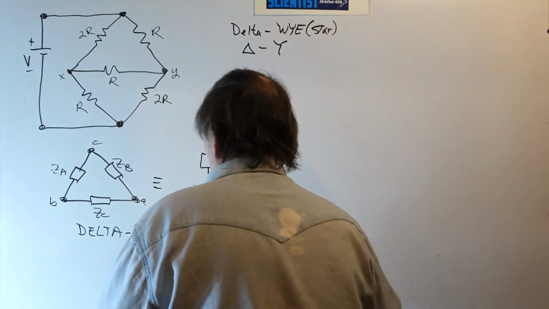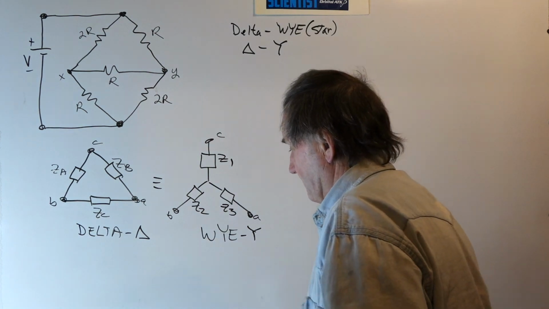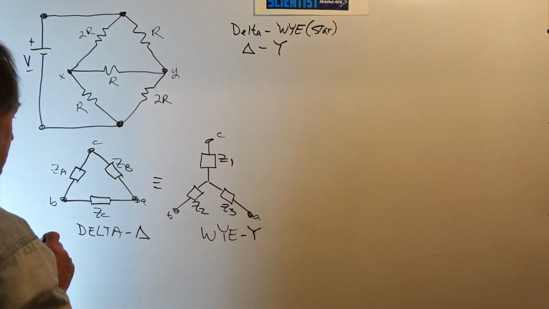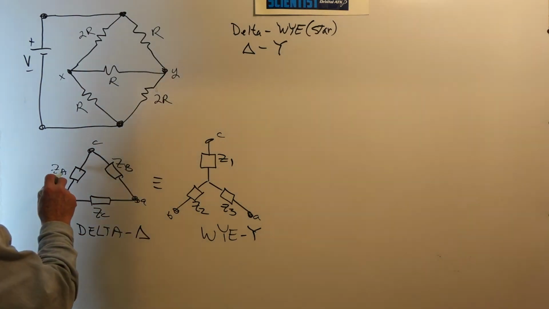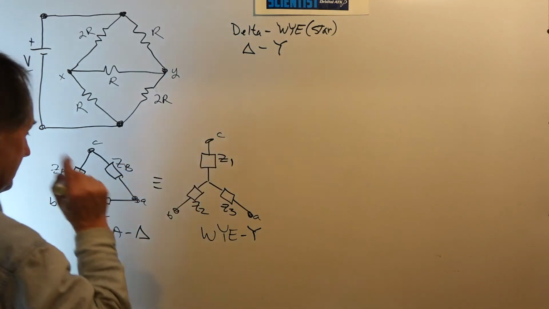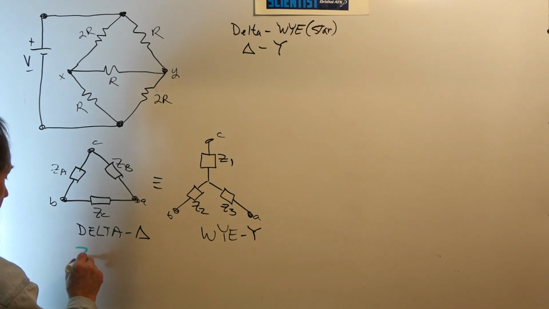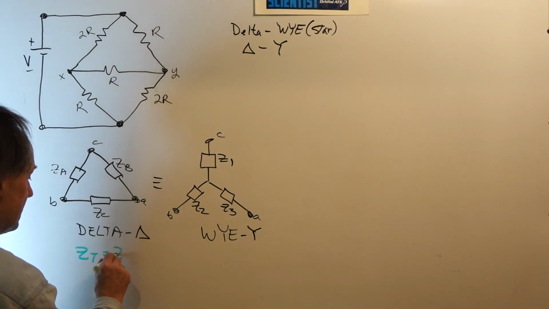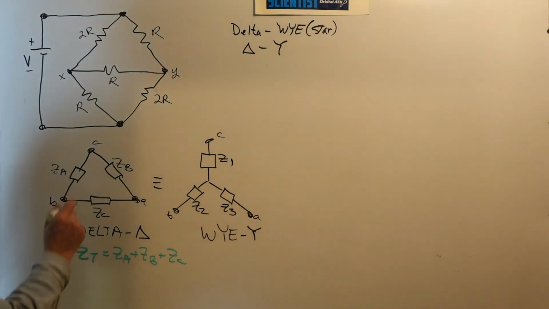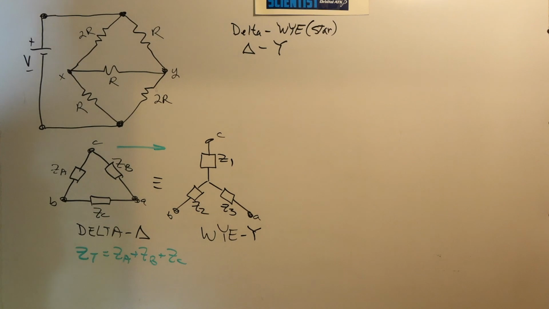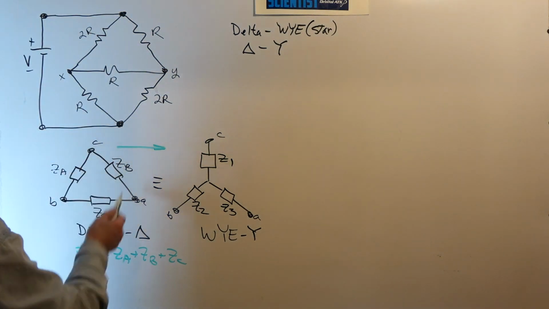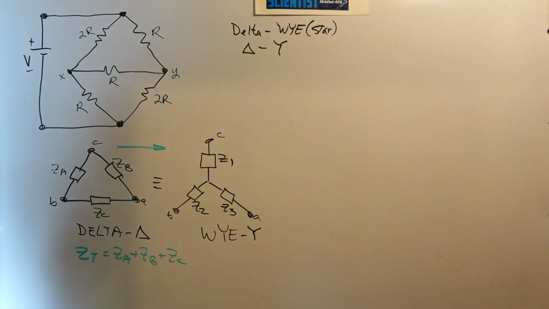Now, going from delta to Y is pretty easy. It's an easy equation to remember, to convert from the element values ZA, ZB, ZC to Z1, Z2, Z3. Define ZT as ZA plus ZB plus ZC. Remember, we're going in this direction, delta to Y. So we have a total resistance, ZA plus ZB plus ZC. We add all the three elements together.